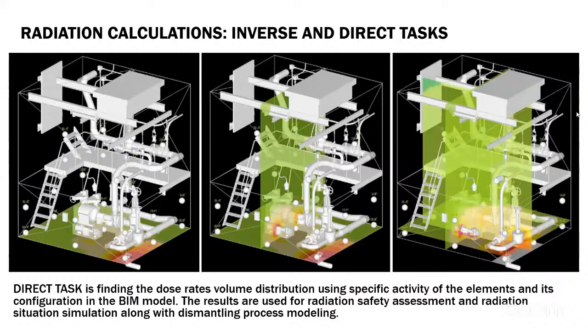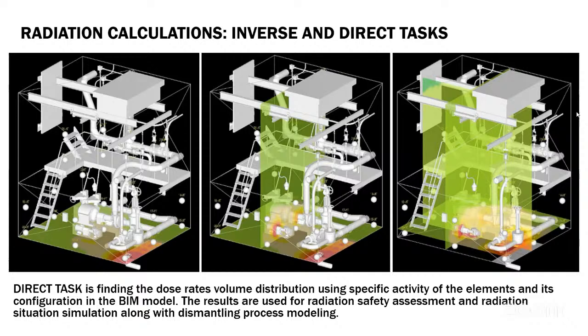Then we solve the direct task. The direct task is finding the dose rate volume distribution using the specific activity of elements that we calculated previously, and its configuration inside the beam model. The results are typically used for radiation safety assessment and radiation simulation as we carry out the dismantling process.